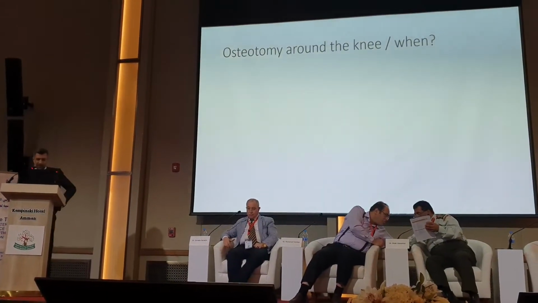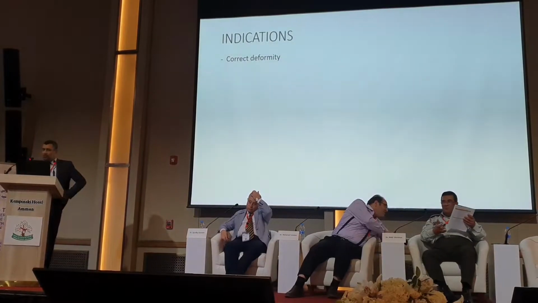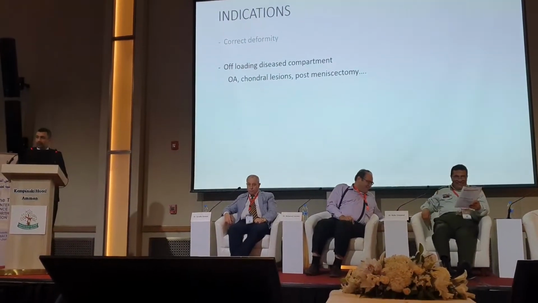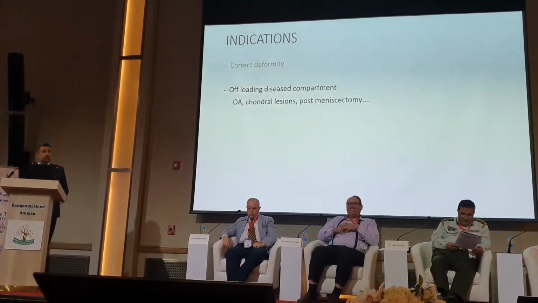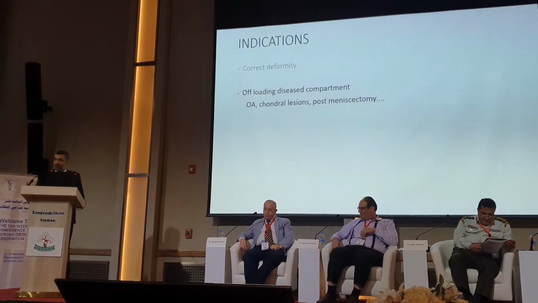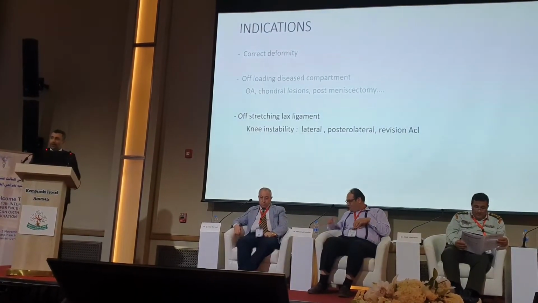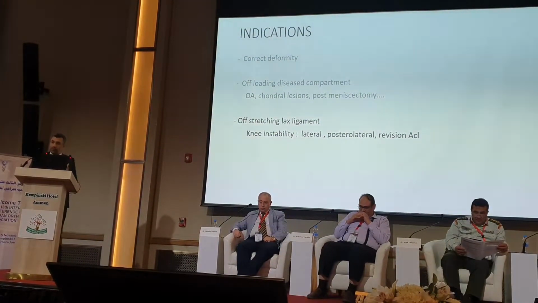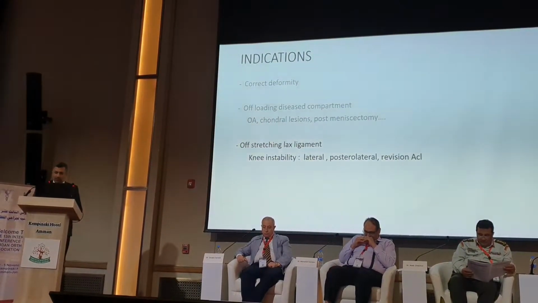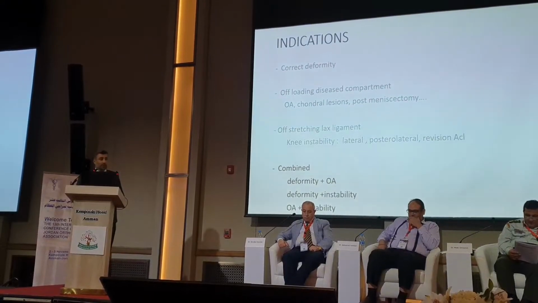Now, osteotomy around the knee, when do we have an indication? All of us know that it's indicated to correct deformity, but it is also indicated to offload a diseased compartment, like in osteoarthritis, or a condylar lesion after meniscectomy, especially in those patients who have pain after meniscectomy. And not only that, it is indicated to off-stretch a diseased ligament. So if you have a stretched ligament, osteotomy may be indicated to off-stretch, especially in those patients with varus, hyperextension thrust and posterolateral instability. And we have combined indications.